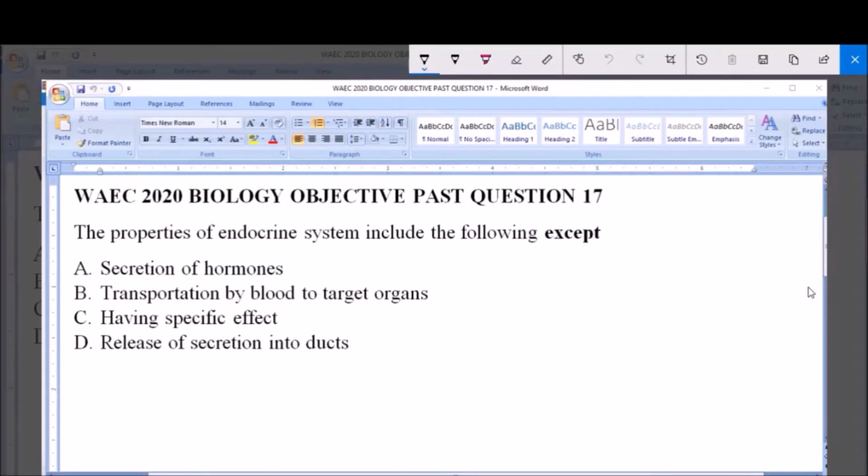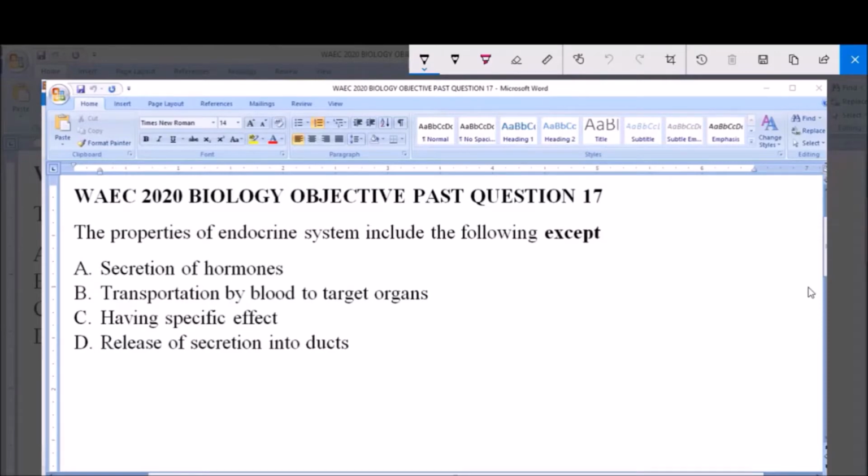The properties of endocrine system include the following except A. Secretion of hormones, B. Transportation by blood to target organs, C. Having specific effects, D. Release of secretion into ducts.